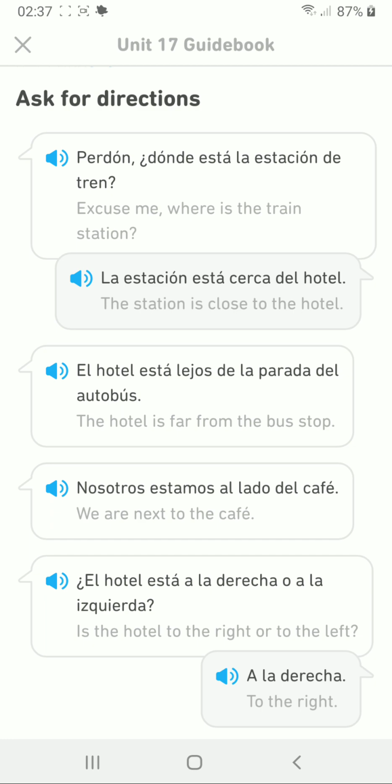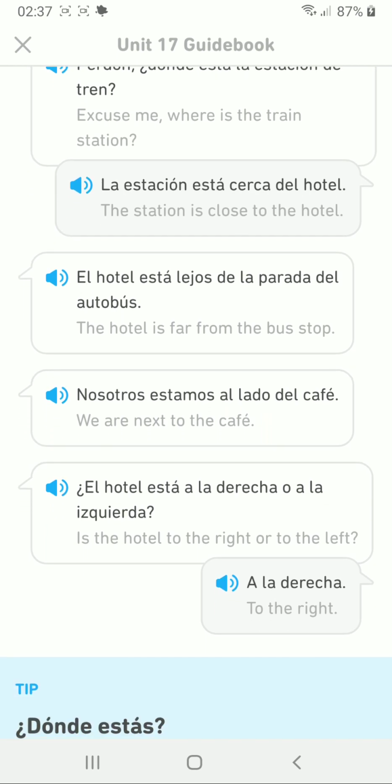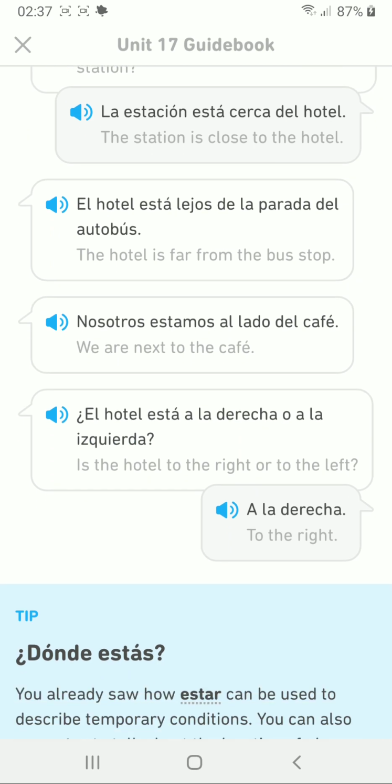So nosotros estamos al lado. This is another way of saying close. Actually, it's not we are close, but we are next to the cafe. So al lado del café. El hotel está a la derecha o a la izquierda. So here are two new words, derecha, izquierda. Derecha means right and izquierda means left. Is the hotel to the right or to the left? And the answer here is a la derecha, to the right.